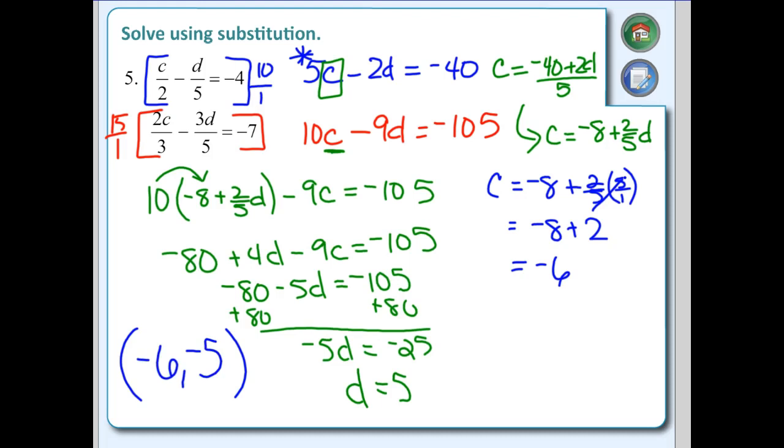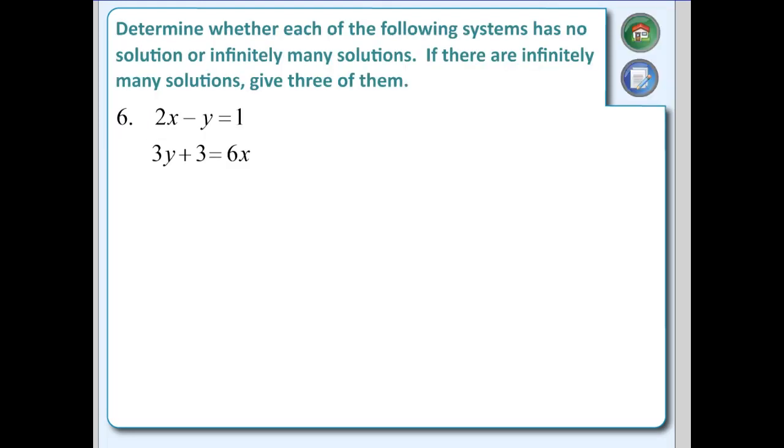So a lot of algebra from chapters 2 and 3. A lot of little things to watch out for. Signs, definitely long and drawn out. Now, we are going to have a few problems for homework that have these directions. It says determine whether each of the following systems has no solution or infinitely many. And if there are infinitely many, give 3 of them.